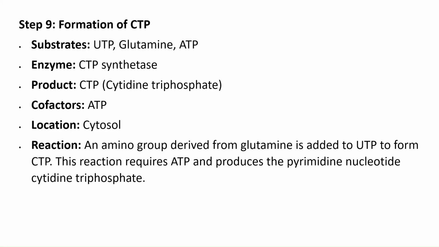So in the final step, UTP is converted into CTP by the CTP synthetase. Glutamine provides the amino group, ATP supplies the energy. CTP is required for the RNA synthesis and phospholipid formation. This step is tightly regulated by the feedback inhibition from the CTP itself. So one more regulatory molecule is CTP.